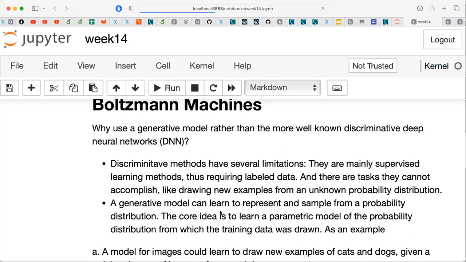So when you have a probability distribution, which you have trained on a data set, the whole idea then is that you can use this probability distribution to generate new data.